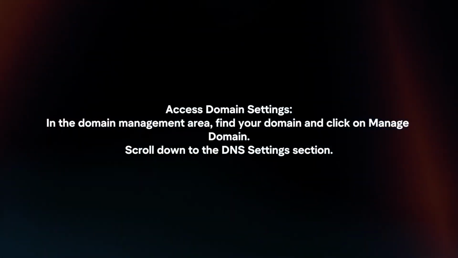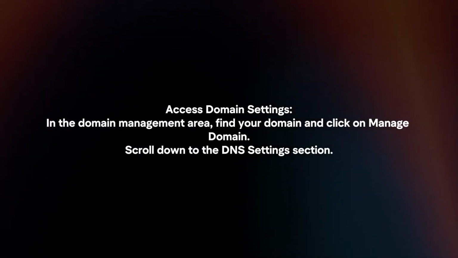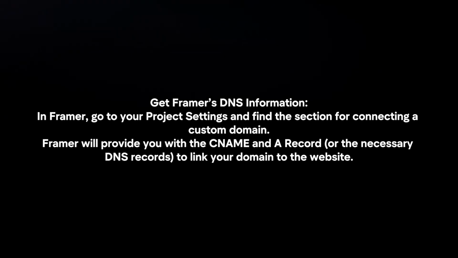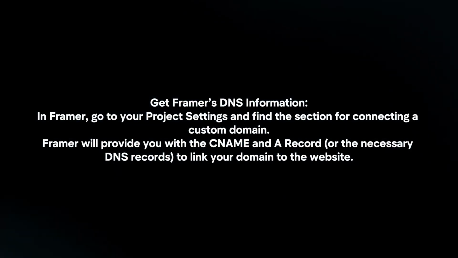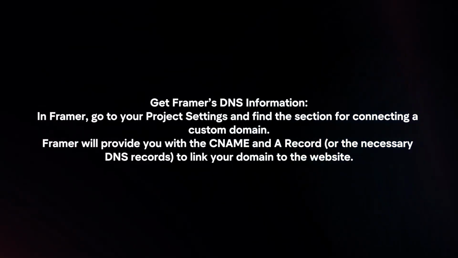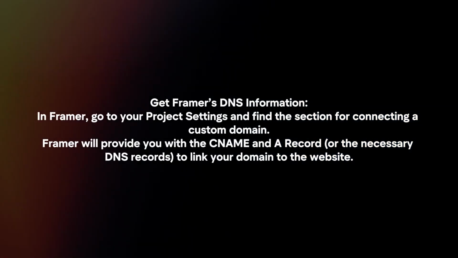Access domain settings. In the domain management area, find your domain and click on Manage Domain. Scroll down to the DNS settings section. Get Framer's DNS information. In Framer, go to your project settings and find a section for connecting a custom domain. Framer will provide you with a CNAME and an A record to link your domain to the website.